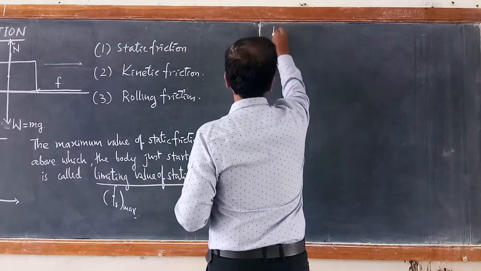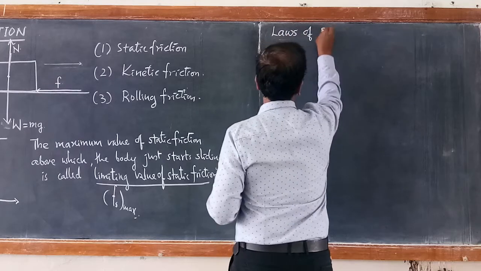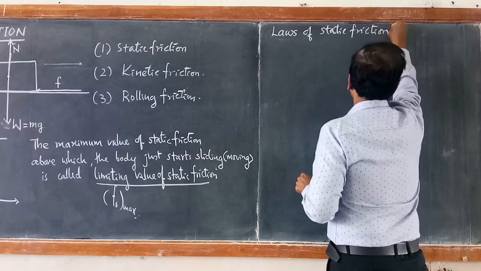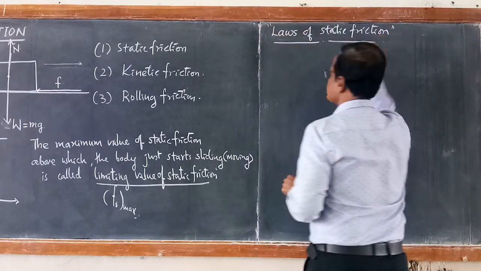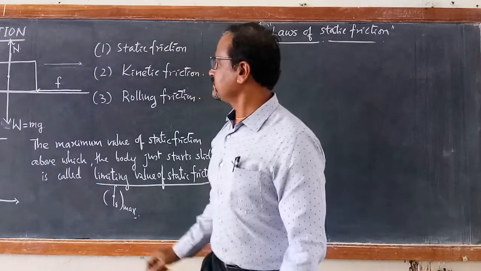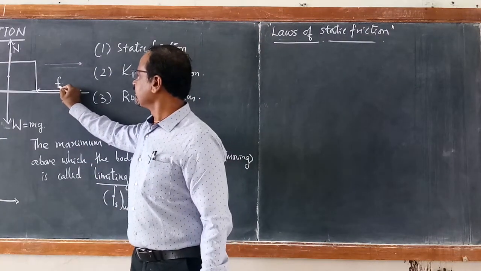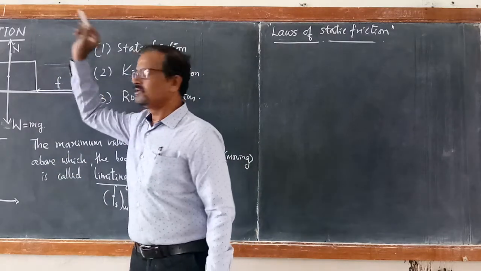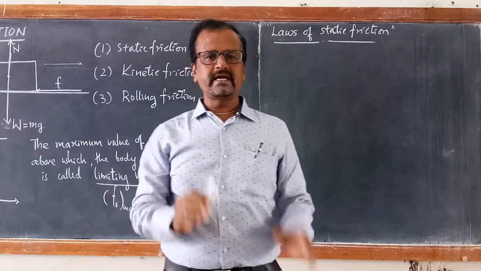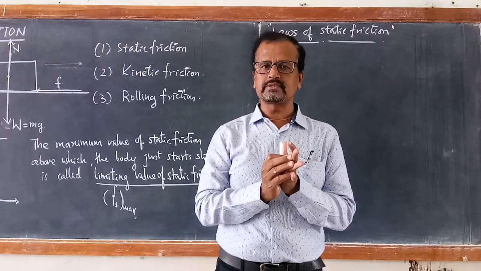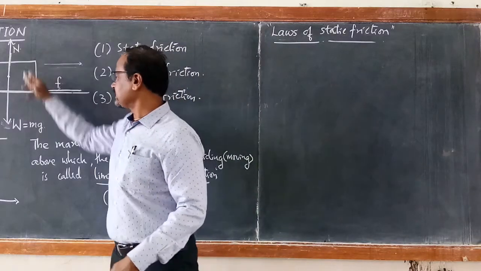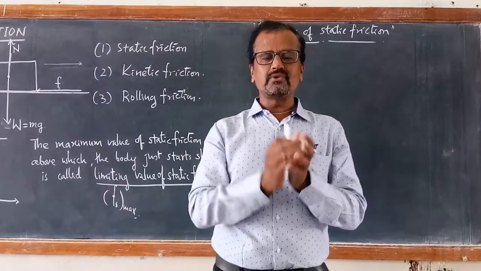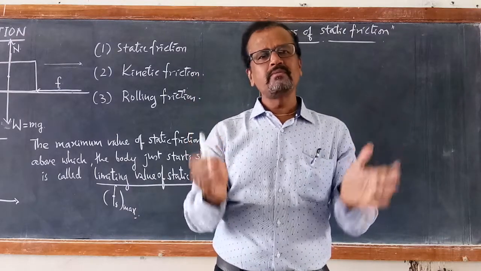Now let us write the laws of static friction. It is regarding the nature of this static friction. It is found that the static friction, if you denote it by Fs, is directly proportional to the normal force. Normal force is exactly equal to the weight of the body. More the weight of the body, more is the normal force. More the normal force, more is the static friction.